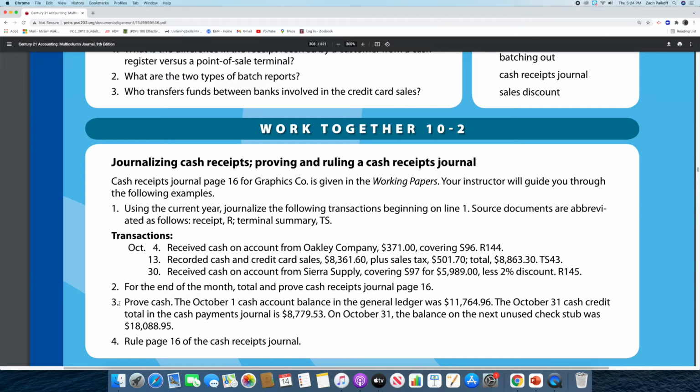The October 1st cash account balance in the general ledger was $11,764.96. The October 31st cash credit total in the cash payments journal is $8,779.53. On October 31st, the balance on the next unused check stub was $18,088.95. And number 4 is asking us to rule page 16 of the cash receipts journal. Alright, so now that I've read over the instructions, let's jump right into the 10-2 work together.